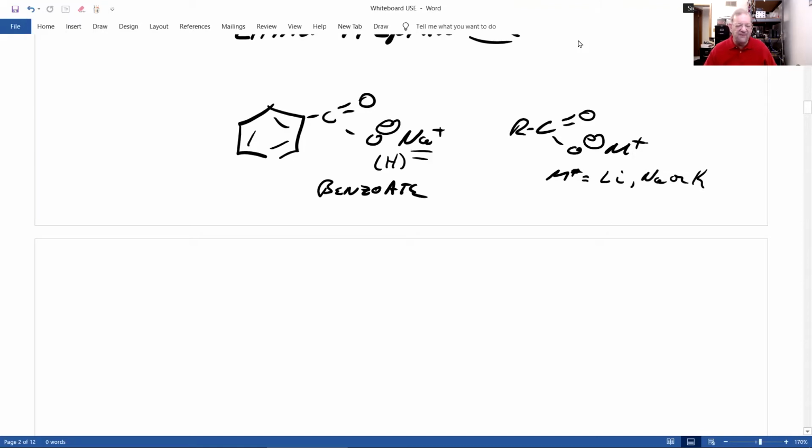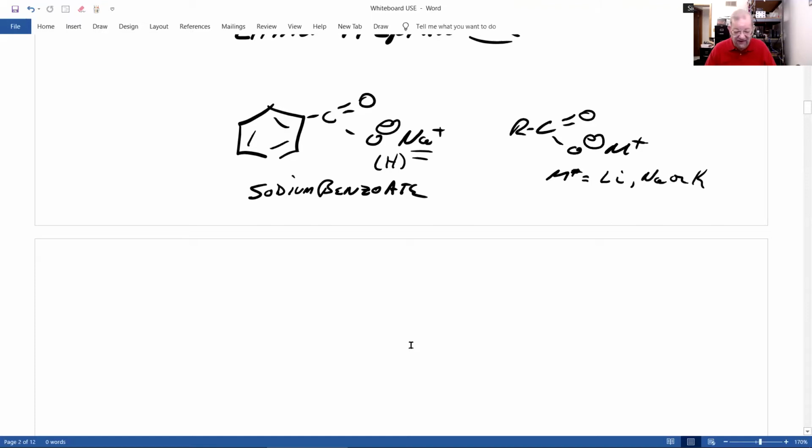And what element does Na plus come from? Sodium. Therefore, this is sodium benzoate. A bad habit of mine, I capitalize letters. If you were keyboarding this, they would all be lowercase, but I would never take all the points off for that on the test.